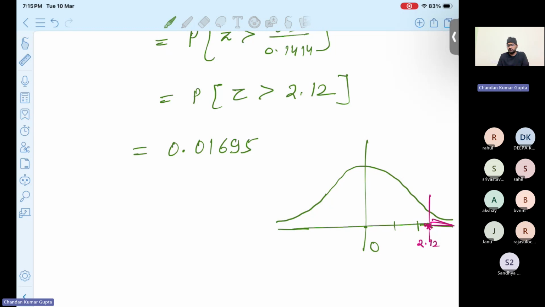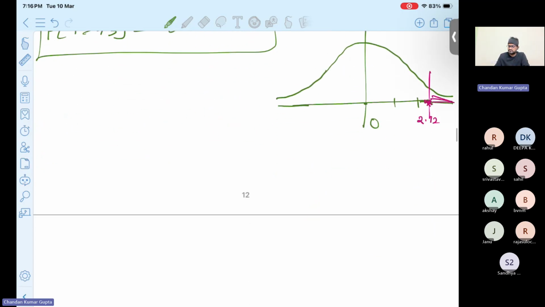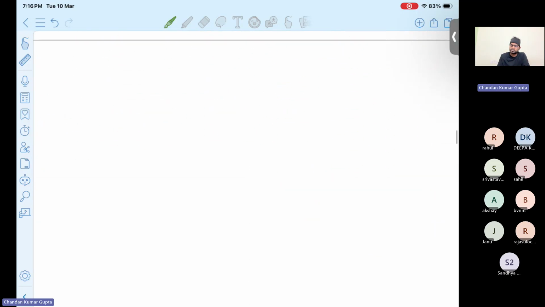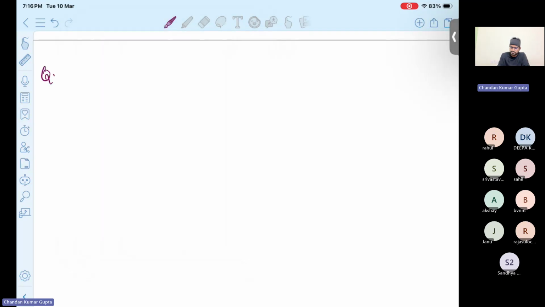If anyone has any doubt, you may ask here. So this is the probability that the thickness is greater than 4.3 millimeter. So there is less than a 2% probability that the thickness is greater than this. Okay, so this is the solution. Any question up to this point? Then let's solve the next question.